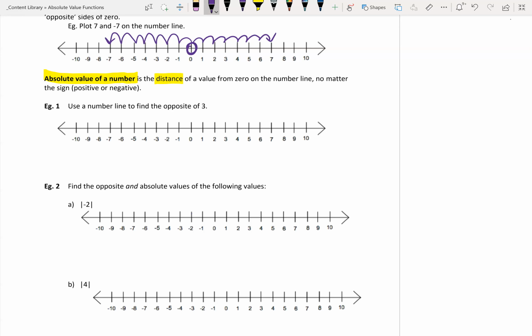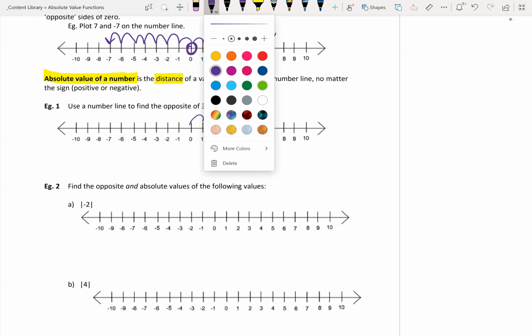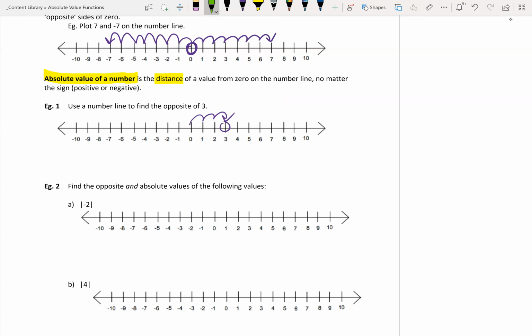It says use the number line to find the opposite of 3. Well, 3 is located here, and it's a distance of 3 away from 0. If I'm looking for the opposite of 3, it's just going to be on the other side of that number line, a distance of 3 away from 0, and that is going to be -3. So -3 and 3 are opposites.